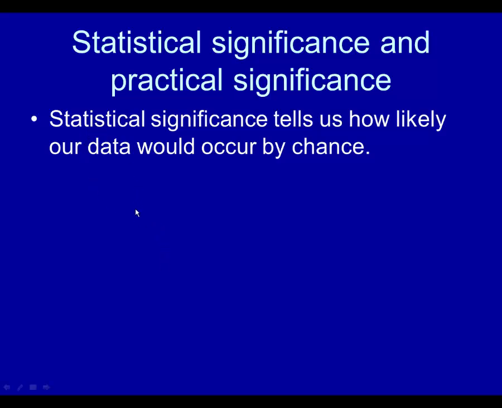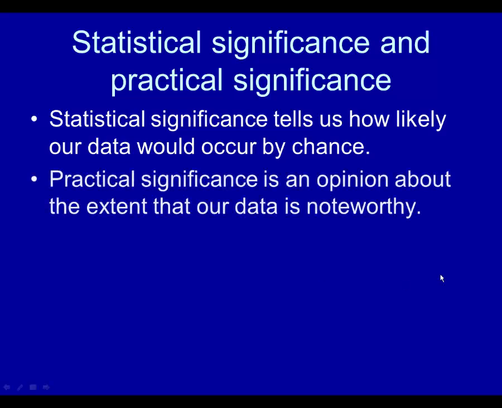Statistical significance tells us how likely our data would occur by chance. Things happen by chance. If all you have is chance, you don't have something you can depend upon. You don't know if the difference between two groups is really different if you were to do the study again, if chance is a major explanation for your study. Statistical significance tells us all about chance, whether your data would likely occur by chance.